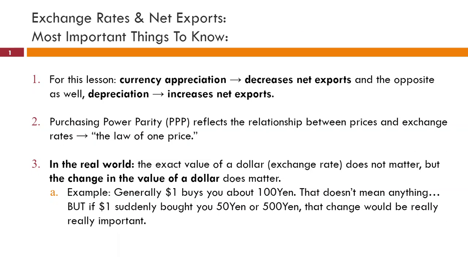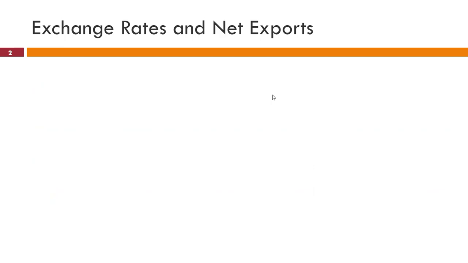especially if that value changes suddenly, right? So if we're used to a relationship where $1 buys us 100 yen, but suddenly $1 only buys us 50 yen, or suddenly $1 buys us 500 yen, then the change in the value of a currency is what matters. And so this actually applies back to lesson one. The numerical values of currencies don't matter, but it's the change. When a currency suddenly increases in value or a currency suddenly decreases in value, that's when we have to start paying attention. So here is your explanation of why exchange rates affect net exports.